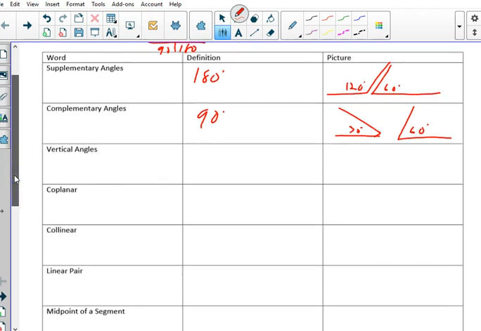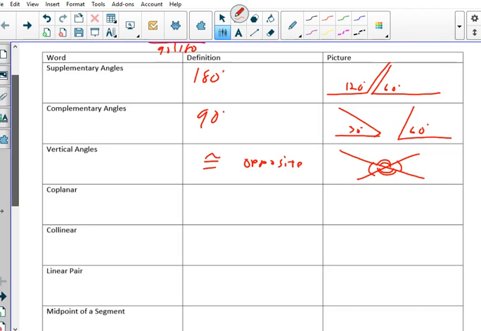Vertical angles are formed by two intersecting lines. They're opposite of each other, and they're congruent. Okay? Let's put out some key words. You also have top and bottom. Different values, but vertical. Congruent.